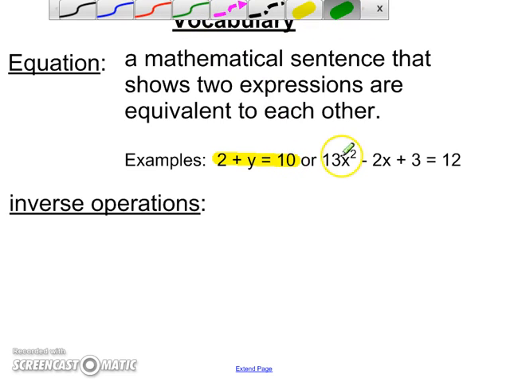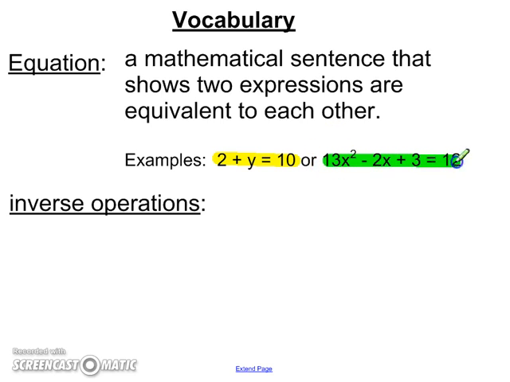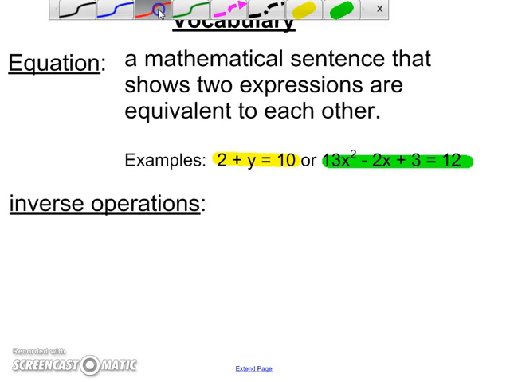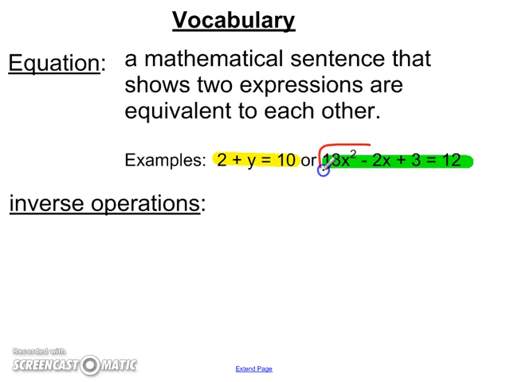Now another type of equation, and this again is just an example: 13x squared minus 2x plus 3 equals 12. This equation is saying that all of this stuff here, added together, multiplied, and so on, is equal to 12. Yes, there will come a time where you will solve this equation and figure out the value of x, but that is for a later date. When you get into Algebra 1, you'll get into solving these types of equations. We're going to deal with some of the basic equations in this particular case.